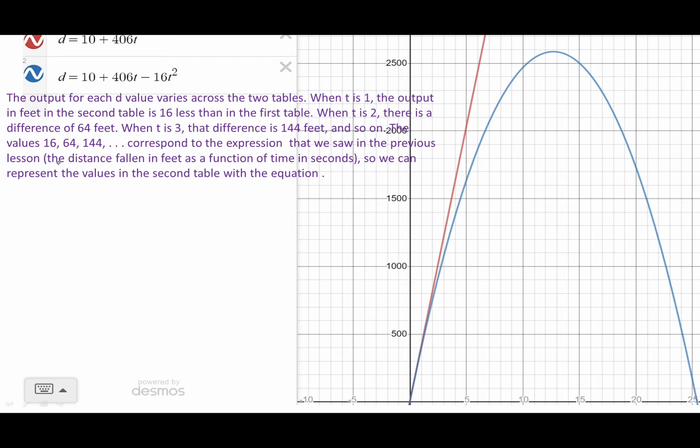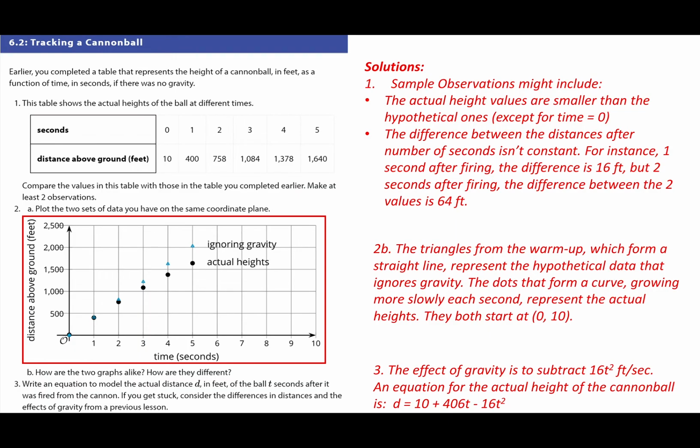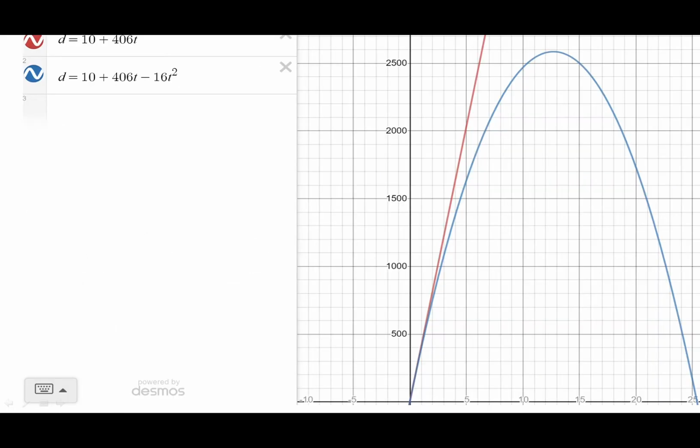So the values 16, 64, 144 correspond to an expression that you saw in the previous lesson, 16t squared, the distance fallen in feet as a function of time in seconds. So we can represent the values in the second table with the equation that we had seen down here in number 3. And that's the same equation that we have here that's giving us this blue function, this parabola.